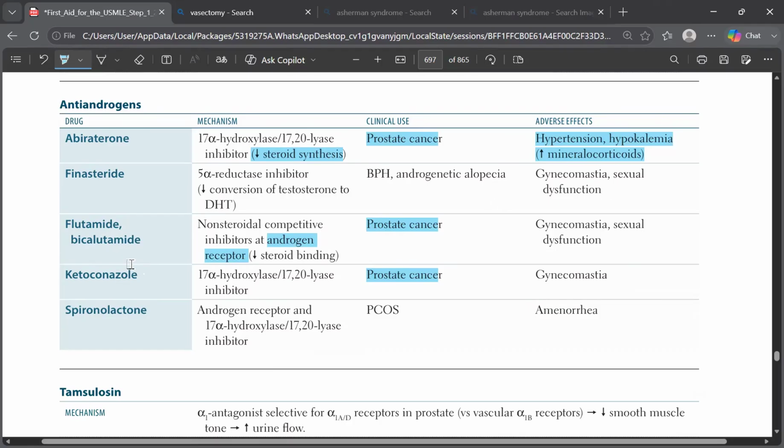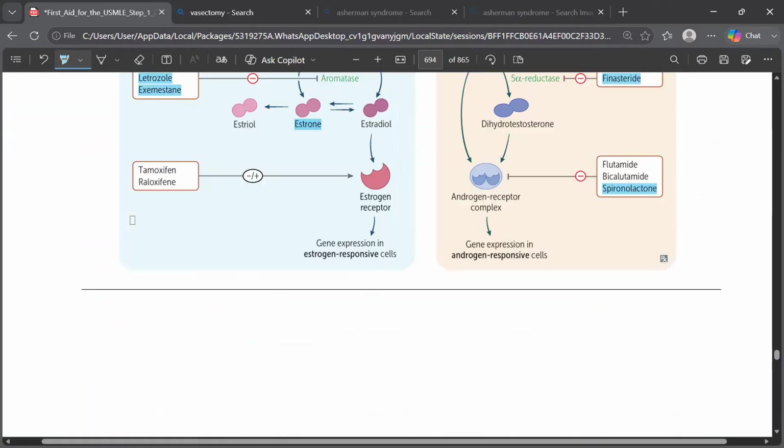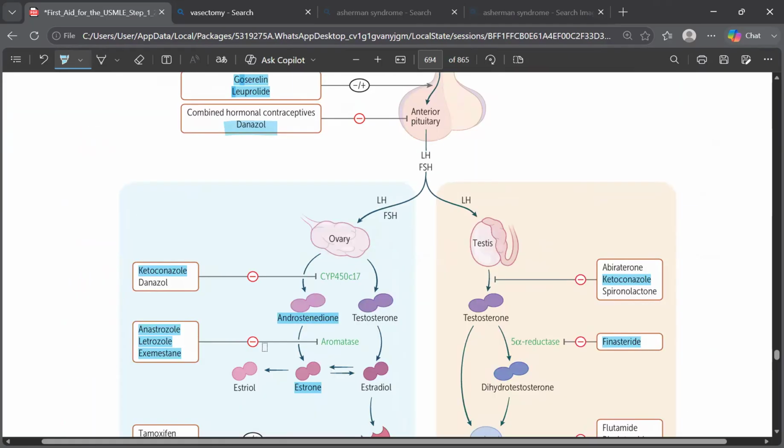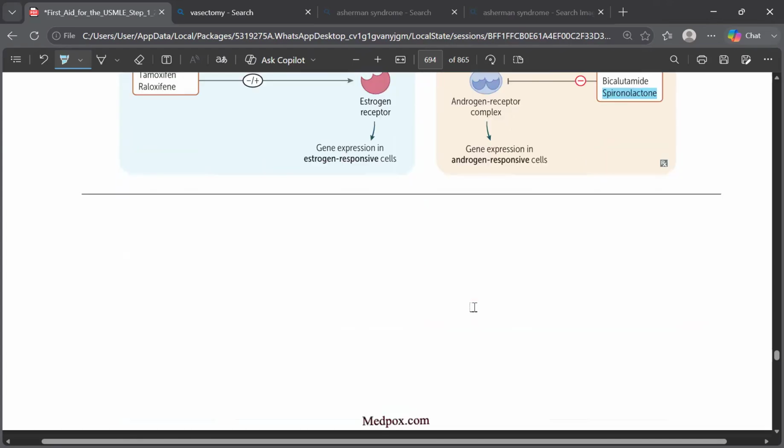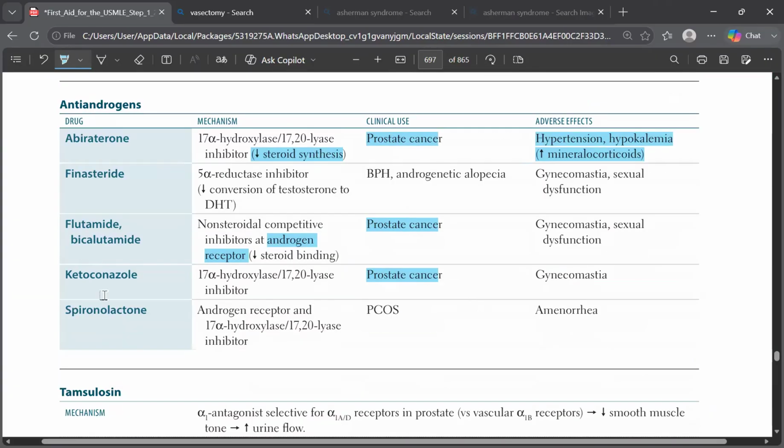Then we have ketoconazole that acted at two places again. It acted in the formation of testosterone. It inhibited both, and thus it was a 17-alpha hydroxylase and 17,20-lyase inhibitor like abiraterone, but it is used in prostate cancer, and yes, it can cause gynecomastia.